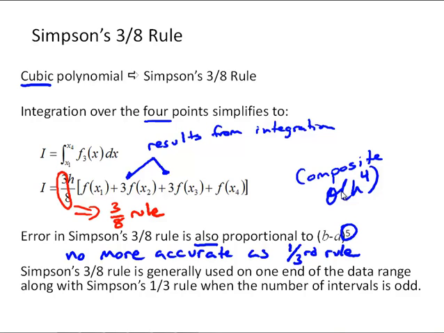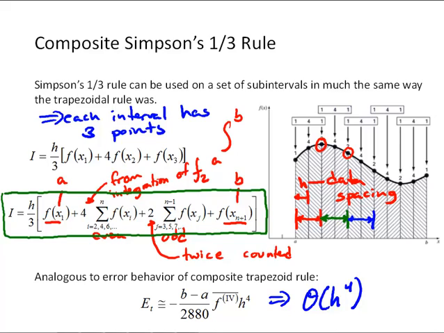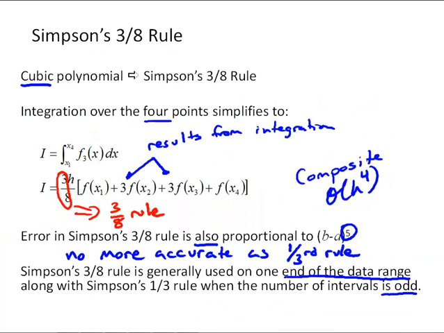So the one use of Simpson's 3/8 rule is to use it at the end of a data range along with Simpson's 1/3 rule when the number of intervals is odd. So going back again to Simpson's 1/3 rule, a composite Simpson's 1/3 rule needs an even number of intervals and an odd number of points. And if we don't have that, if we're integrating data directly and we don't have control over how many points we have, we can use Simpson's 3/8 rule on one end of the integration to make up for it.